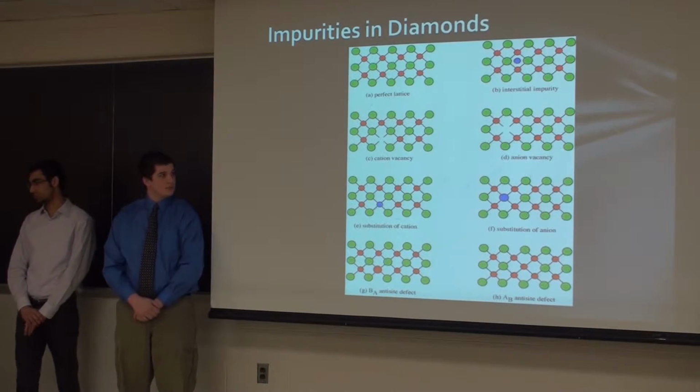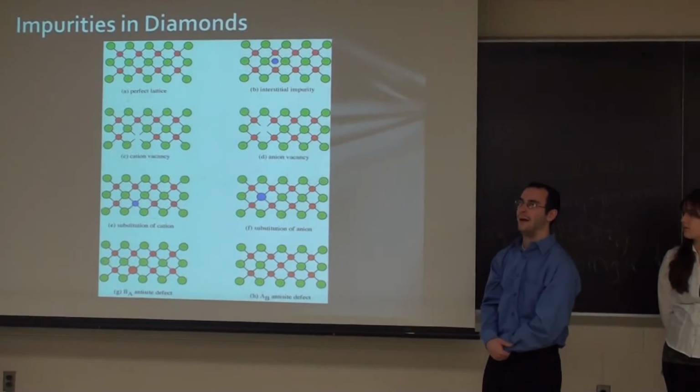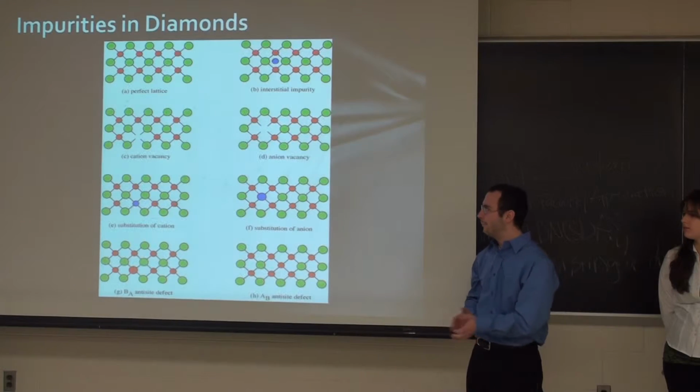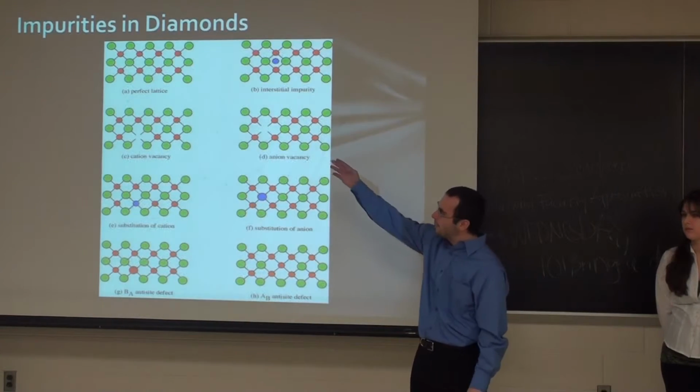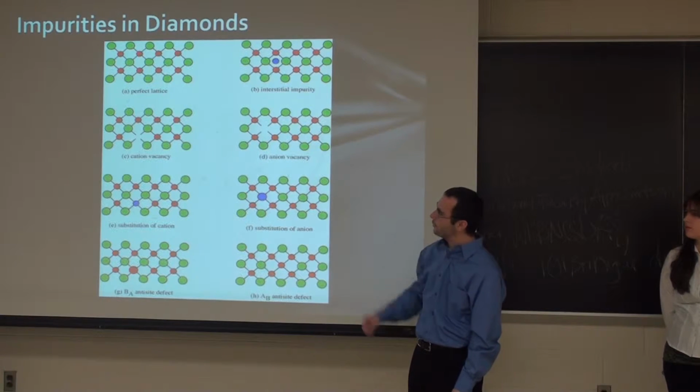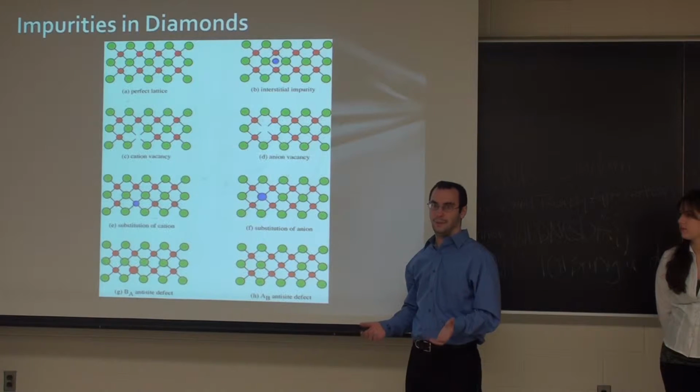So we've been talking about diamonds and how there's tons of impurities in them. And so these are some examples of the impurities you can see in diamonds. The top left picture shows the perfect structure of a diamond.